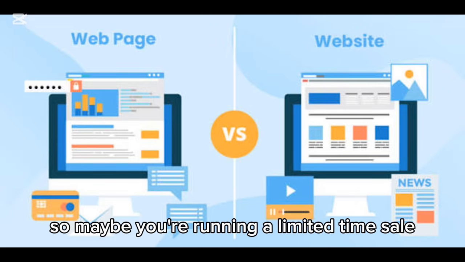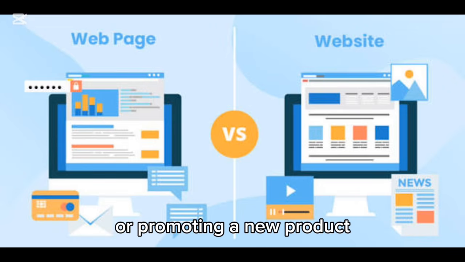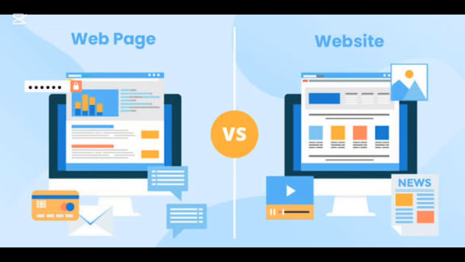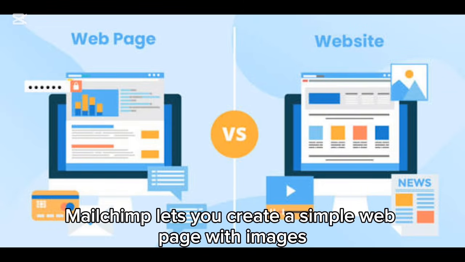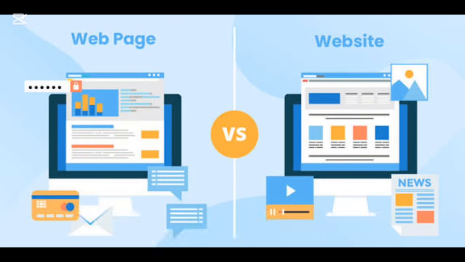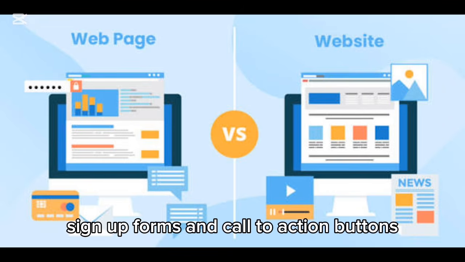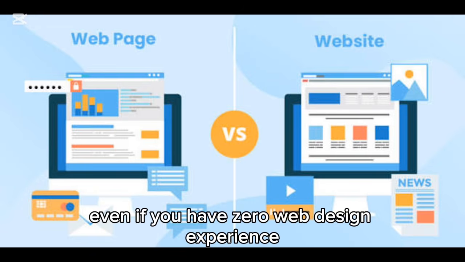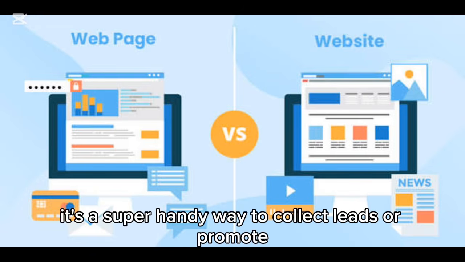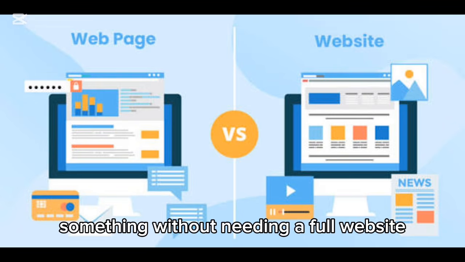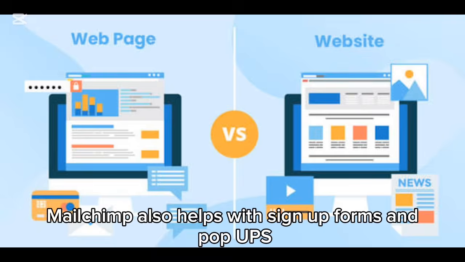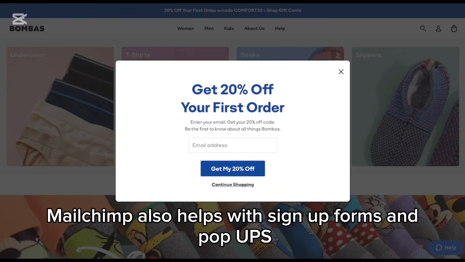Another big use is building landing pages or mini websites. So maybe you're running a limited time sale or promoting a new product. Mailchimp lets you create a simple web page with images, sign-up forms, and call-to-action buttons. Even if you have zero web design experience, it's a super handy way to collect leads or promote something without needing a full website.